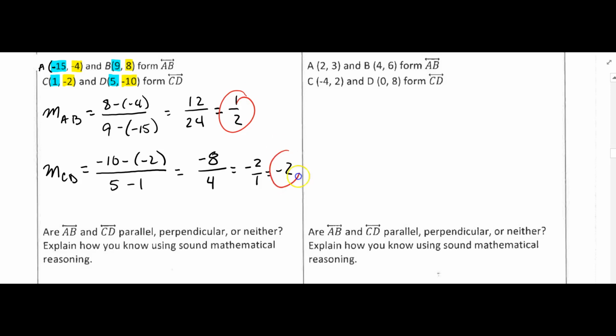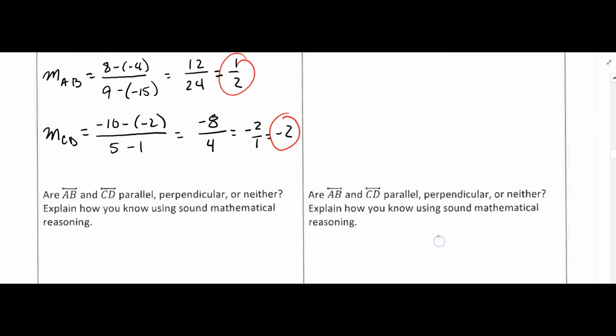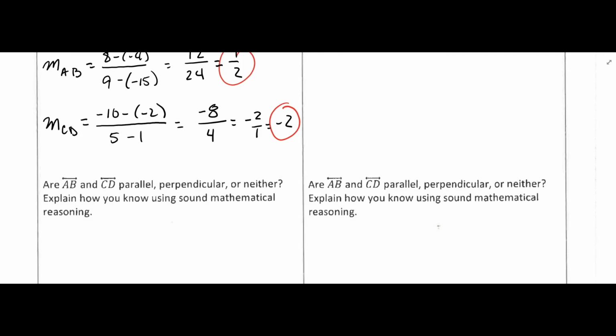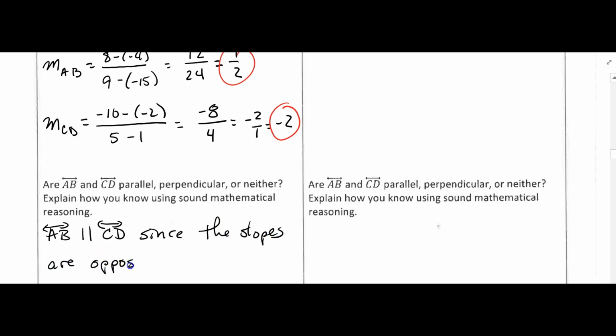Alright, so let's take a look at our slopes. I have a half and I have negative 2, and I can see that these are opposites and they're also reciprocals. So AB is perpendicular to line CD since the slopes are opposite reciprocals. Alright, so there's explaining how we know using sound mathematical reasoning.